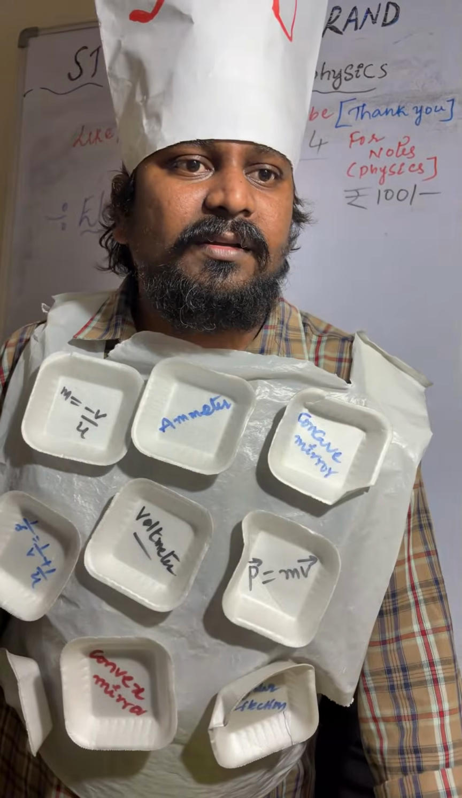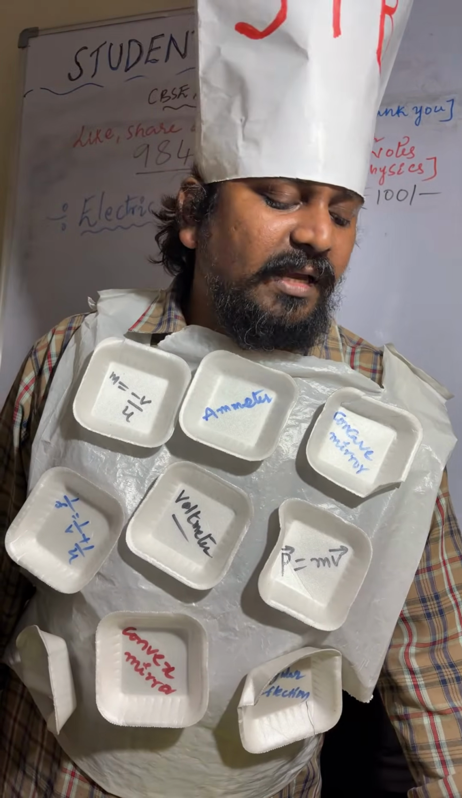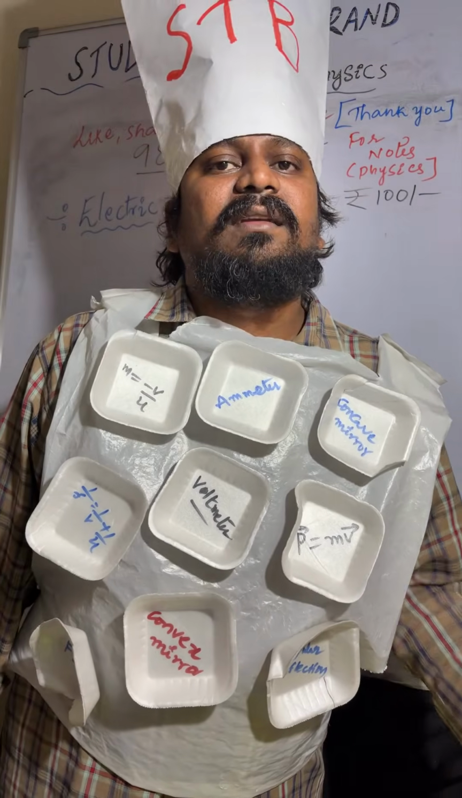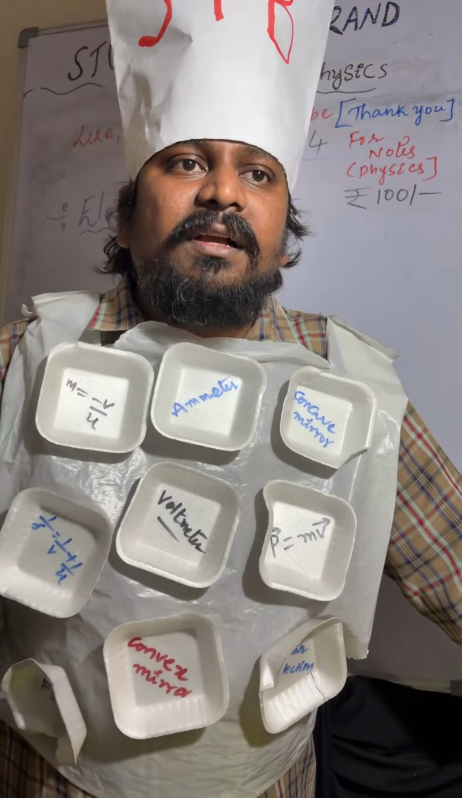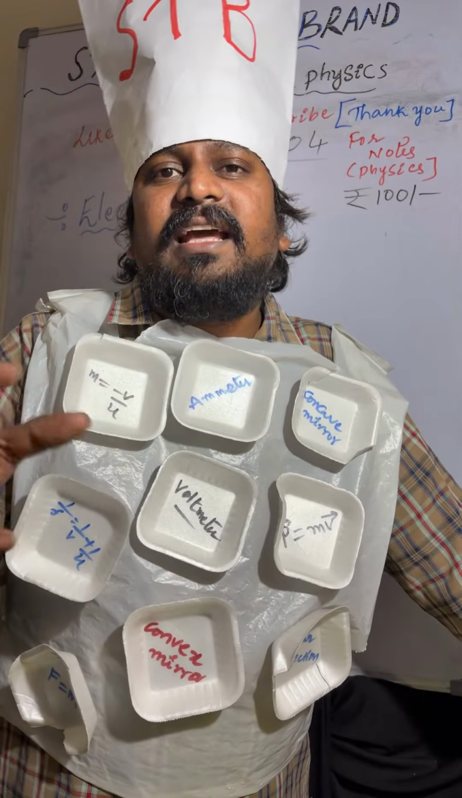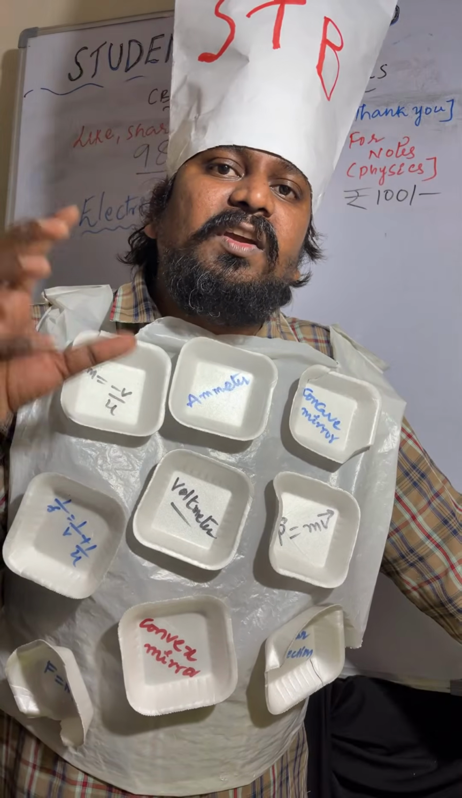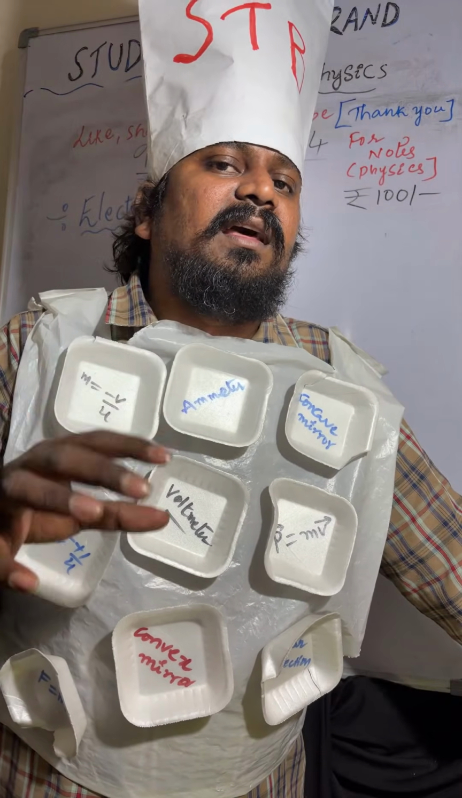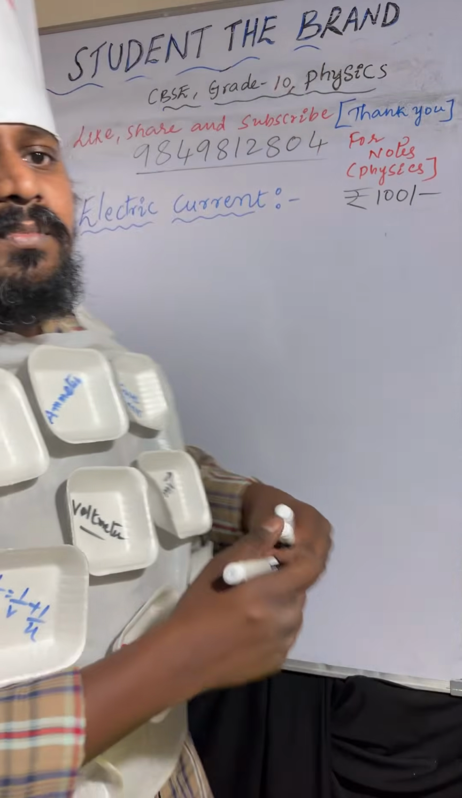Electric circuit. What is an electric circuit? A closed and continuous path of an electric current is known as an electric circuit. Now you can observe here.